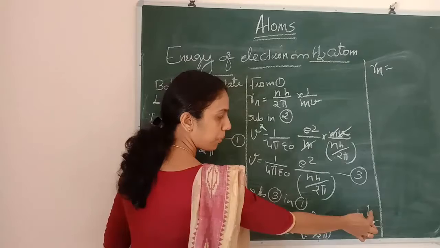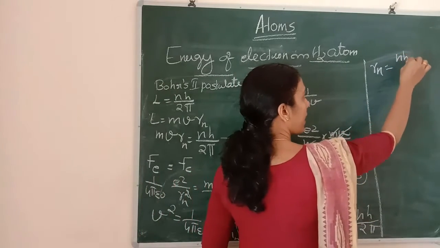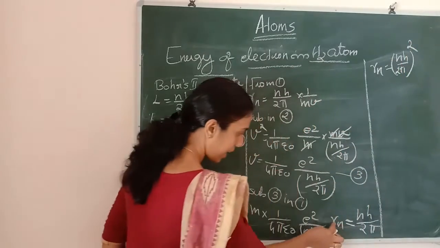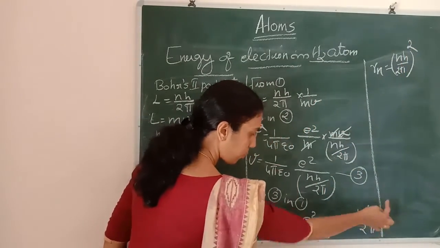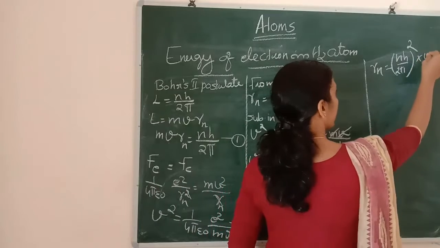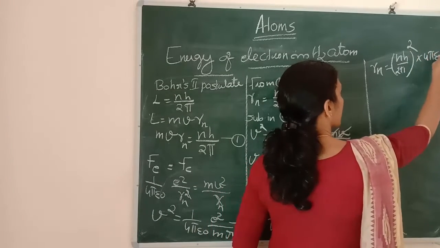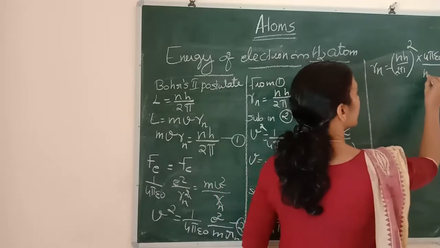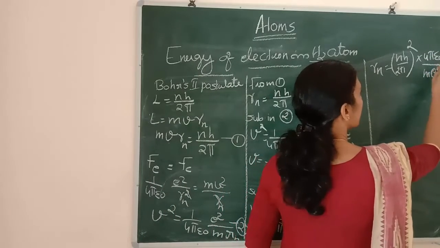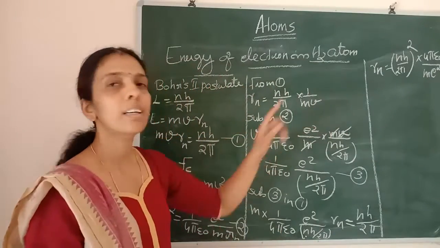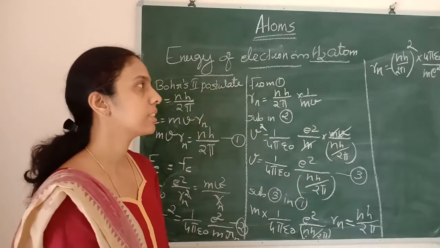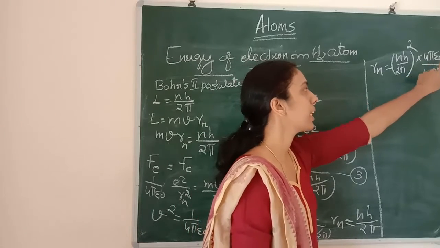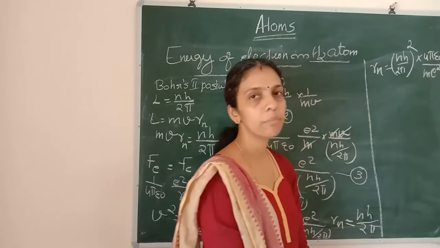So nh by 2 pi into nh by 2 pi will be nh by 2 pi the whole square. And the rest of the thing is 4 pi epsilon 0 should come here in the numerator, 4 pi epsilon 0 divided by m e square. So this is the radius of the orbit. So nh by 2 pi the whole square into 4 pi epsilon 0 divided by m e square.